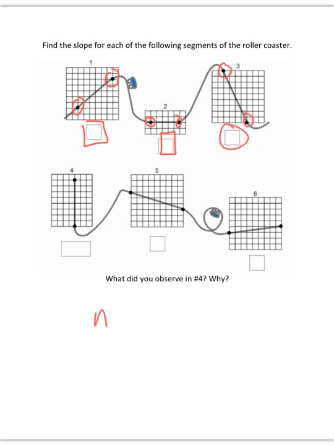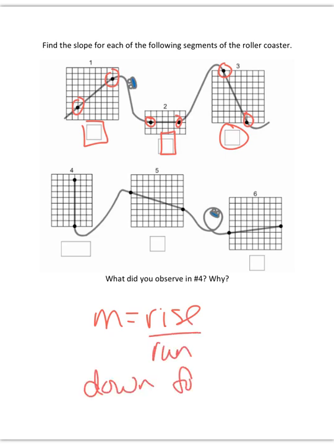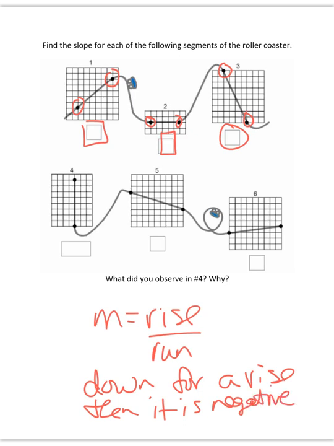Remember, slope is going to be rise over run. And if you go down for a rise, then it is negative. Don't forget that. Okay? And that is it.